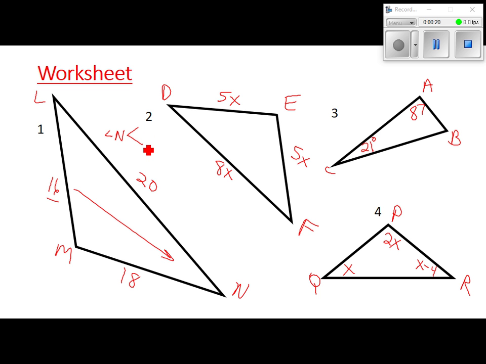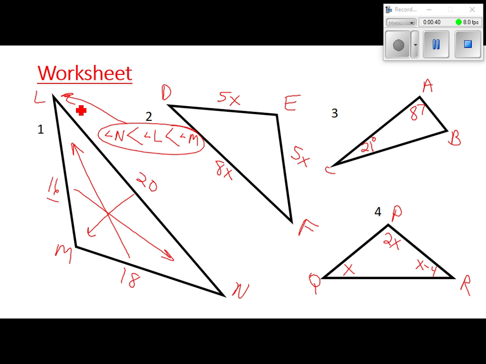Use the alligator mouth. Then the next shortest side is 18. That's across from the next smallest angle, which is angle L. And then the longest side has to be across from the biggest angle. Use the other alligator mouth, angle M. So that's the answer to number one.